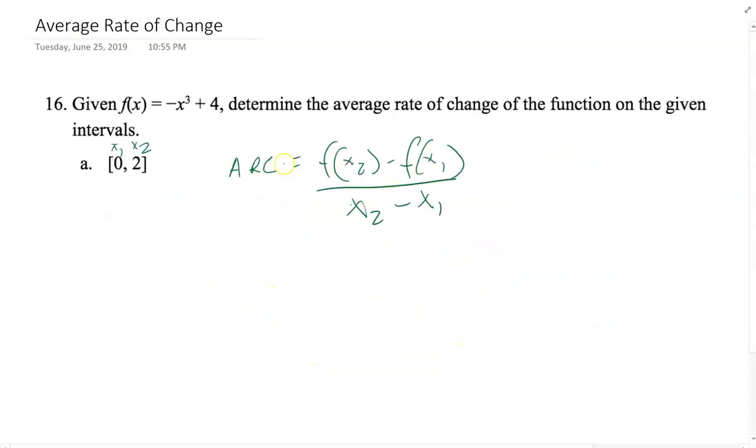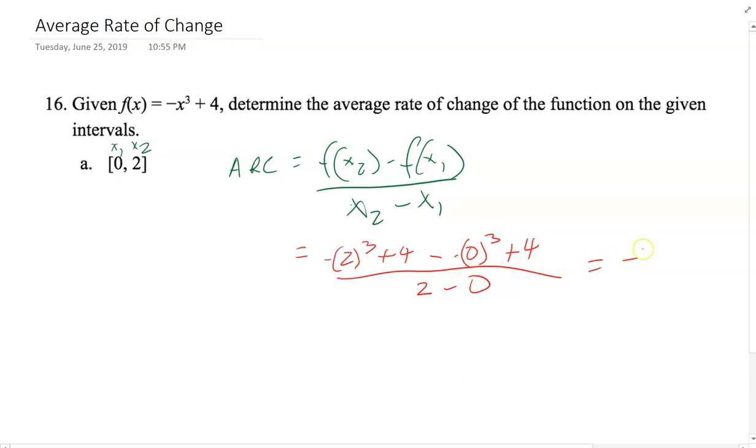Now let's talk about average rate of change. ARC is f of x sub 2 minus f of x sub 1 over x sub 2 minus x sub 1. So let's plug in values for this. So that would be 2, negative 2 cubed plus 4 minus 0 cubed plus 4 all over 2 minus 0, and your final answer should be negative 4. If you plug this in a calculator, work it out, you should get negative 4.